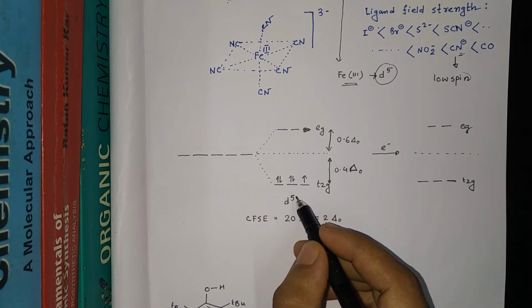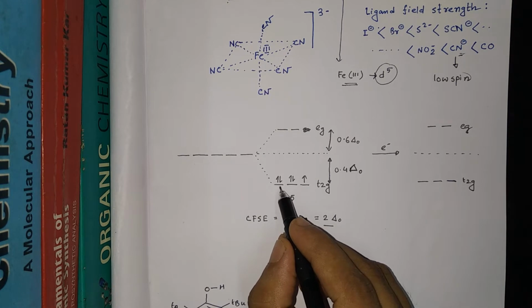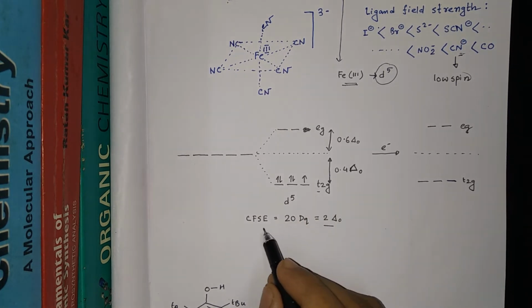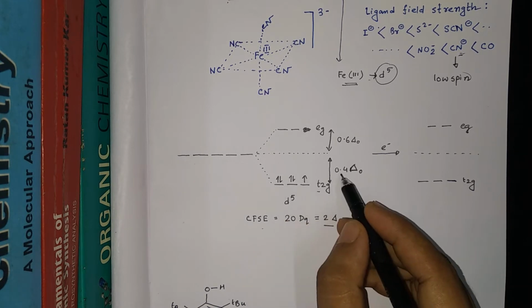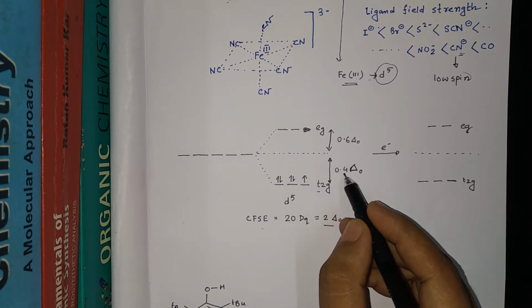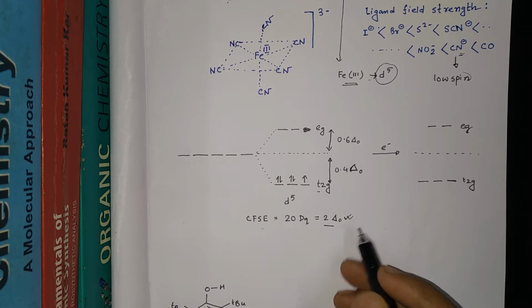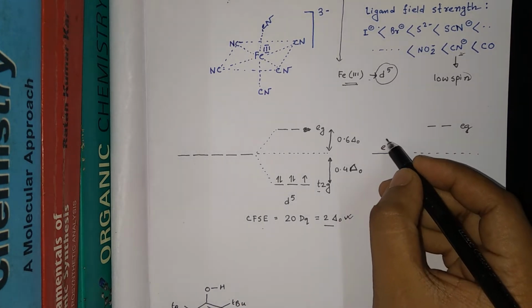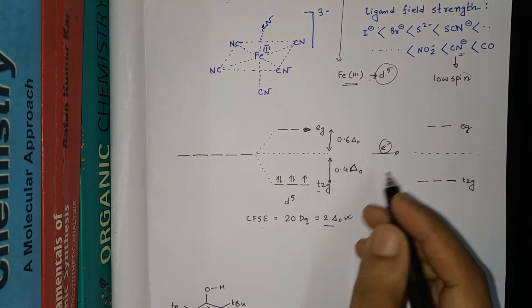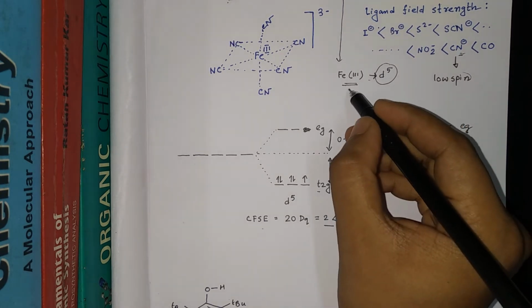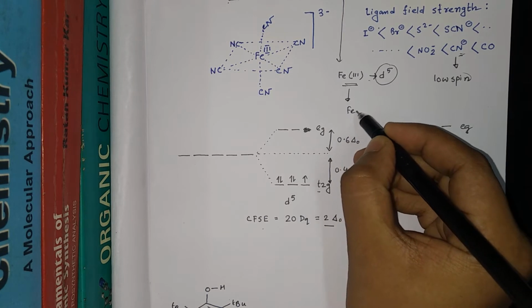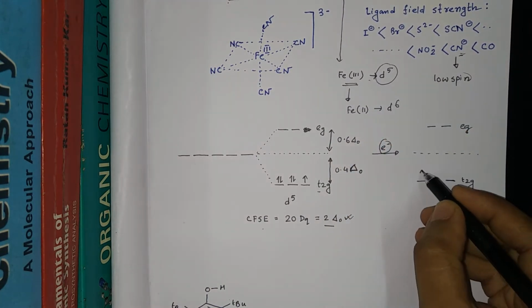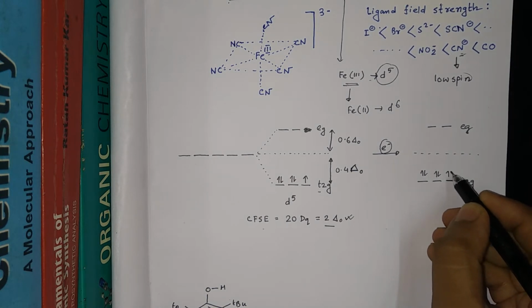We know that these 5 electrons will be in the t2g. So the CFSE will be 5 into 0.4, equal to 2 delta 0. So this is the CFS energy of this. But if it takes one more electron, what will happen? Fe3+ will convert to Fe2+, and in that case it is a d6 system. So d6 means low spin d6.